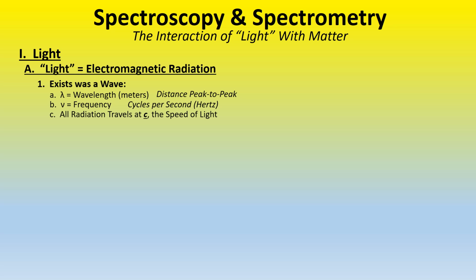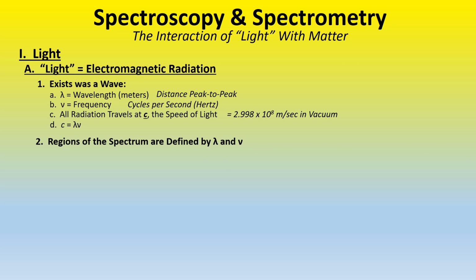Additionally, all radiation travels at the speed of light, which in a vacuum is a universal constant, 2.998 times 10 to the 8th meters per second. Therefore, wavelength and frequency are inversely proportional to each other. C, the speed of light, is always going to be equal to lambda, the wavelength, times nu, the frequency. So the various regions of the spectrum are defined by lambda and nu.